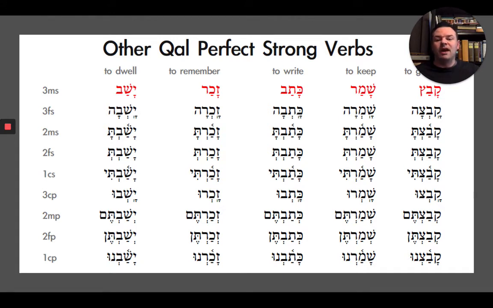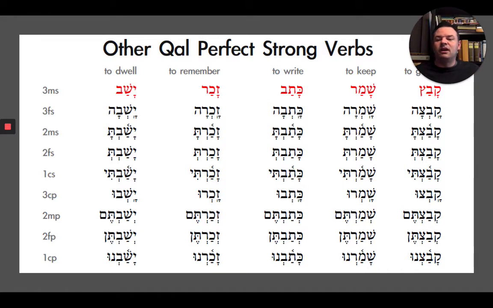If you want to say you masculine singular dwelt, yashavta. If you want to say you feminine singular, second person dwelt, yashavt. They're both silent schwas. Neither of them are vocal. Yashavti is I dwelt, first common singular, and of course you're only going to see the first person in direct speech, right? When somebody's speaking about themselves.